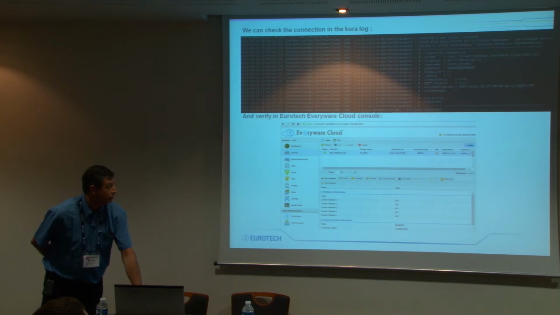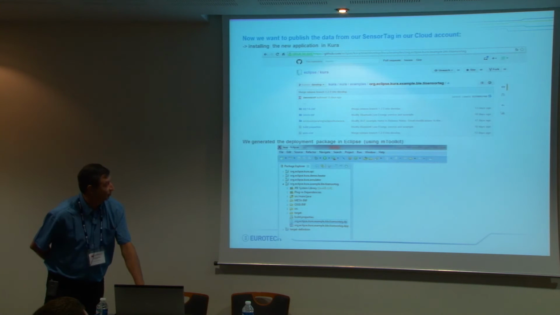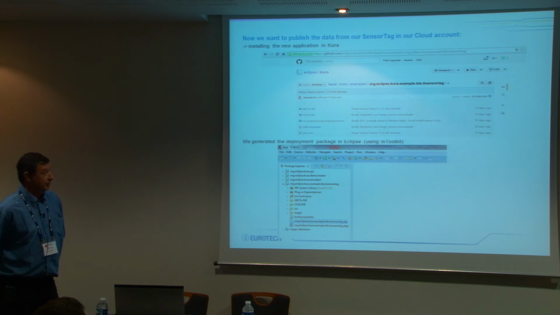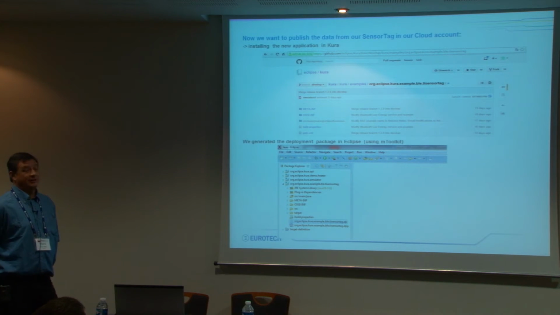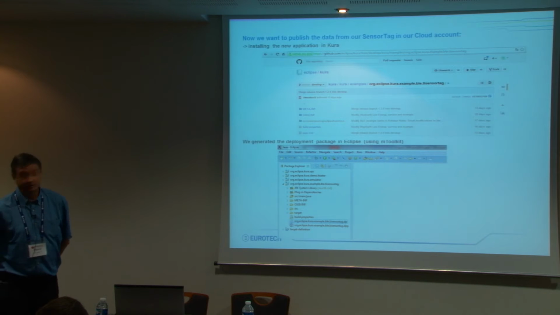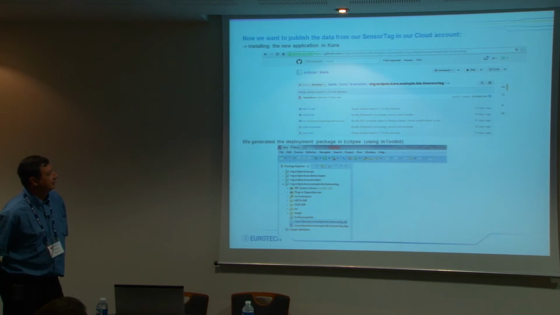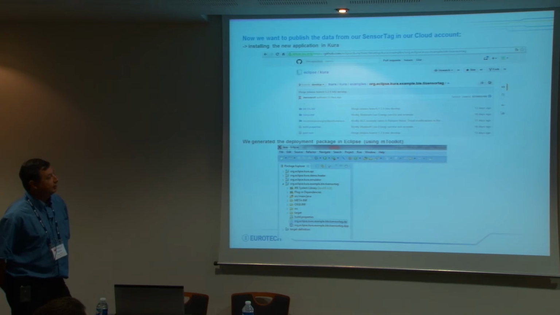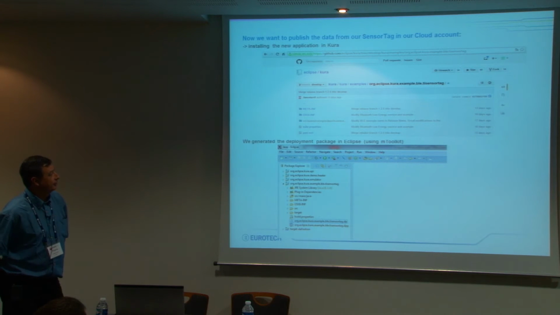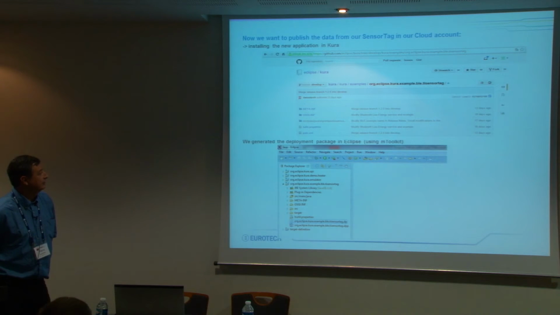Okay, so we have a sensor connected to the cloud at the moment. Now I want to publish the data. By default, Kura doesn't know how to publish data from a Bluetooth low energy sensor. So you have to install a new application that you will have to write for this case. You can use examples which are on the Kura GitHub website. There is a TI sensor tag example which is done for that.